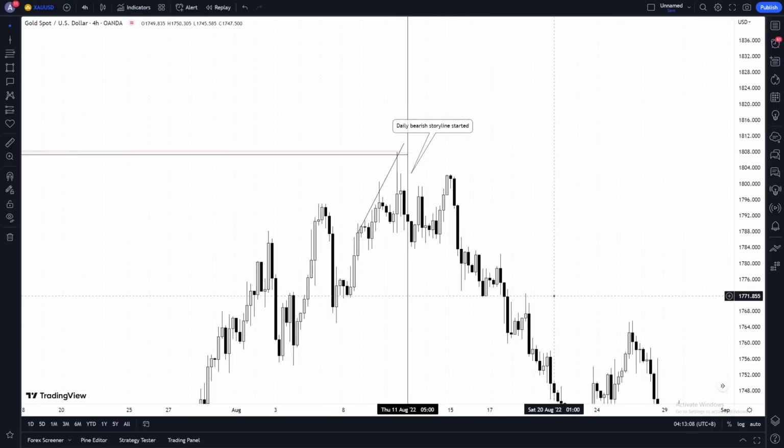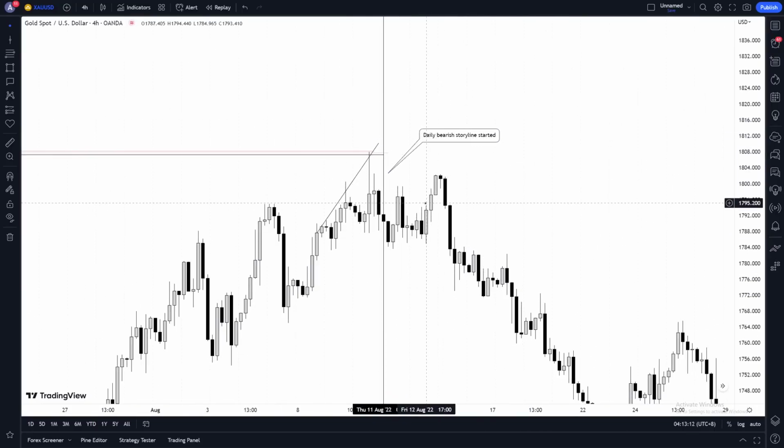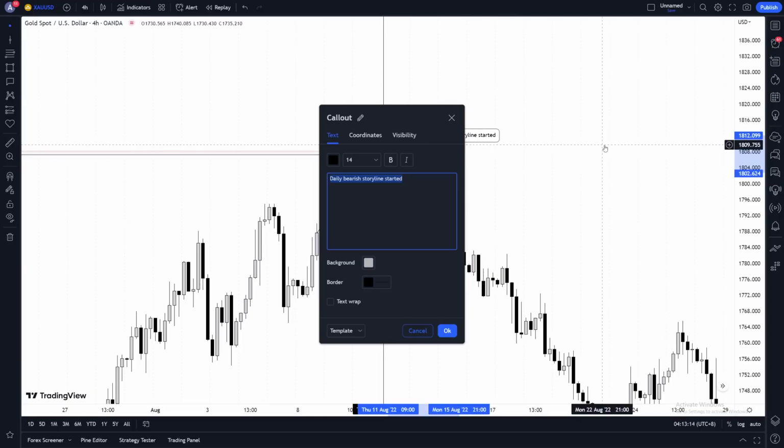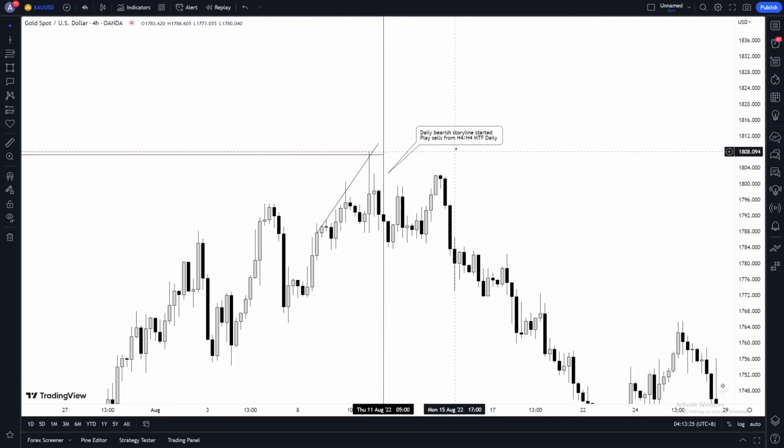Started. Again, I don't like to use the word confirmed because nothing's confirmed. It's just speculation. Daily bearish storyline started. Means what? Play from H4, H4 MTF daily. Okay? Because you know, H4 alone, if there's an H4 with an MTF daily, that's even better, correct? Okay, so what happened here?